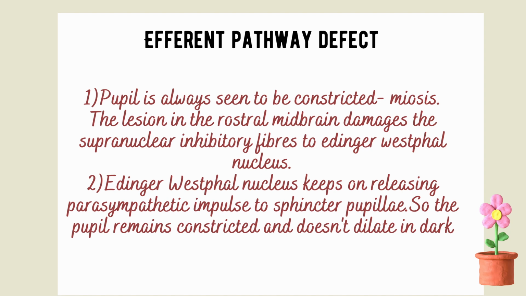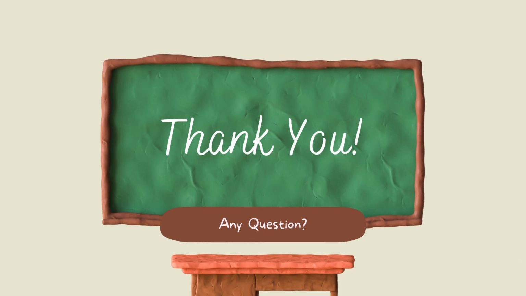An example of it is Argyll-Robertson pupil. It is very important. For example, if the lesion is in the rostral midbrain, it will damage the supranuclear inhibitory fibers. Those fibers inhibit the Edinger-Westphal nucleus. Now that inhibition is lost, so it will keep on releasing parasympathetic impulses, which lead to constriction of the pupil. So the pupil will be permanently constricted. It will not dilate. Okay. Thank you.